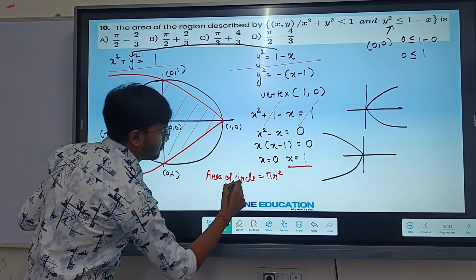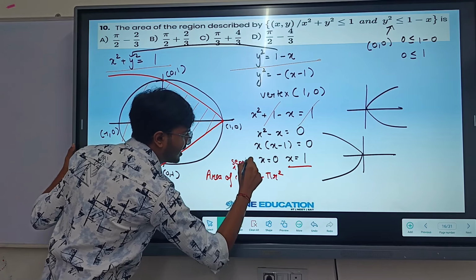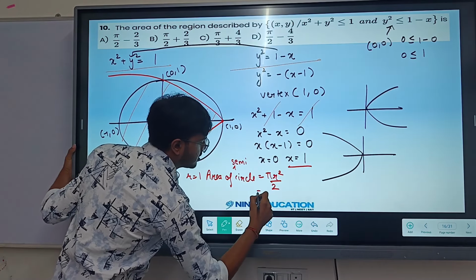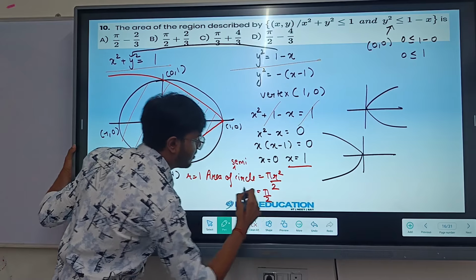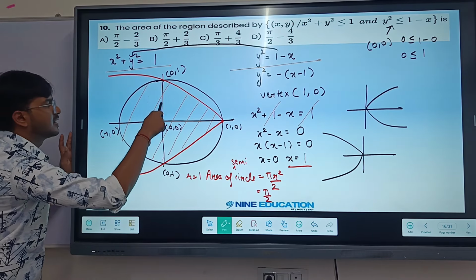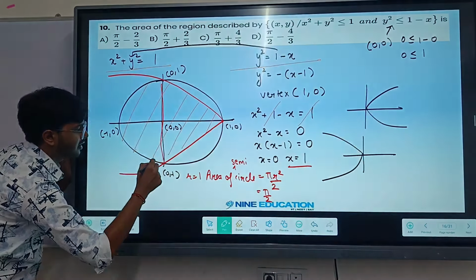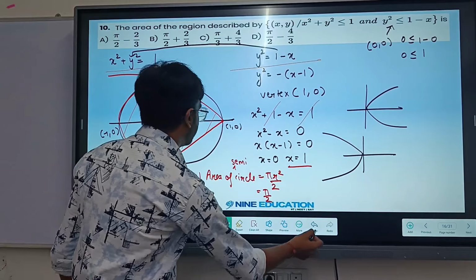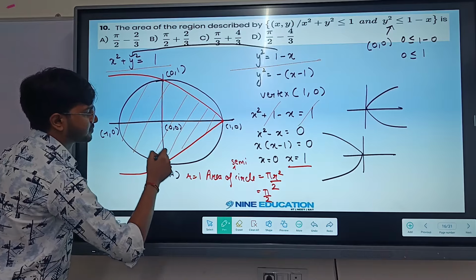So area of semicircle would be pi r square by 2. And what is the radius of this circle? 1. So area of the semicircle would be pi by 2. So this semicircle part is done. Area of this semicircle part is pi by 2. Let's move to the other part, this part.